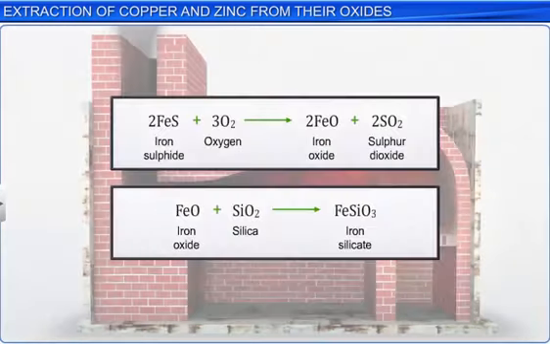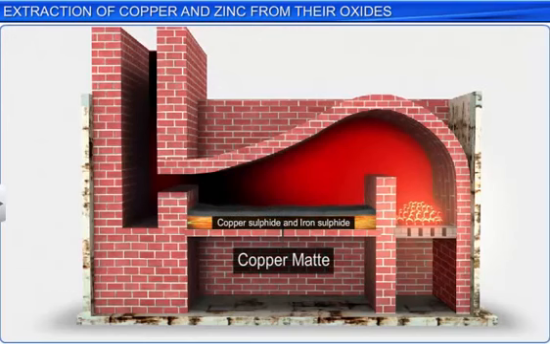During this process, most of the iron sulfide is converted into its oxide, which further reacts with silica to form a fusible slag of iron silicate. Copper is produced in the form of copper matte, which contains copper sulfide and iron sulfide. The molten matte is now introduced into a converter provided with a lining of silica. A blast of sand and hot air is blown into it.